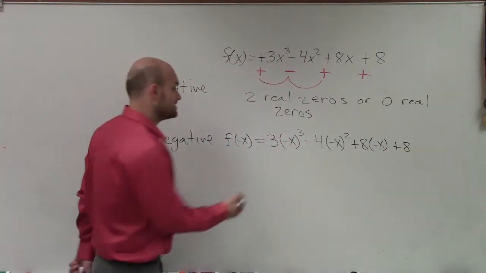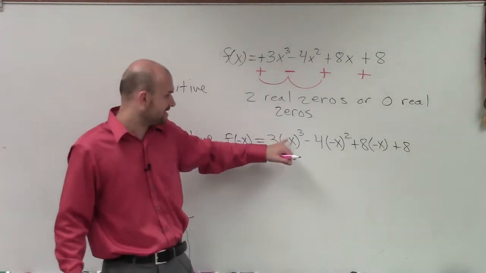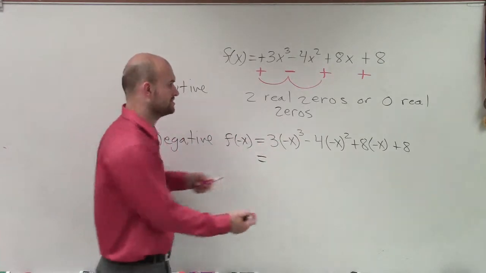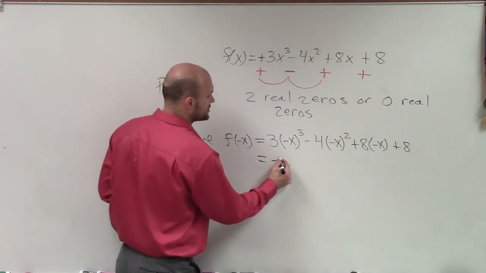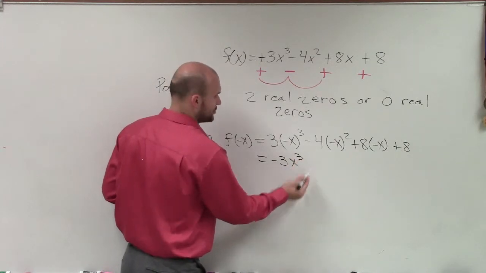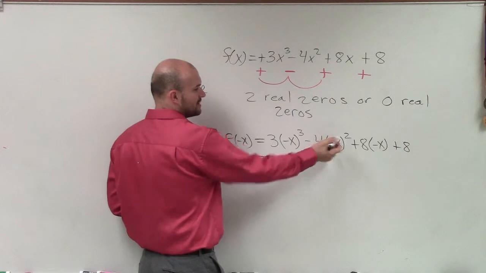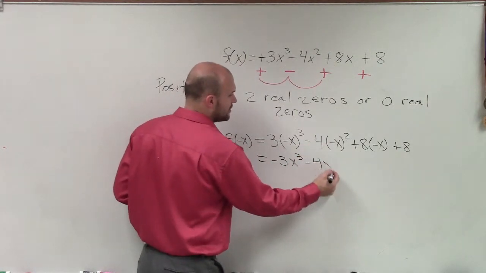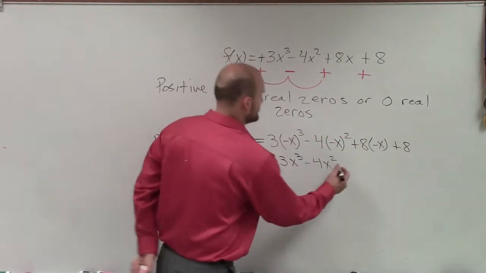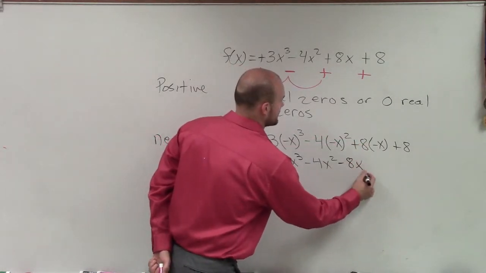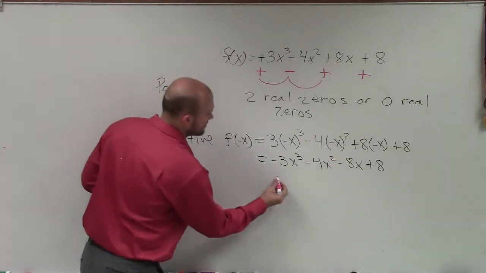So now we go ahead and simplify this. Any negative number raised to the third power is still going to keep its sign. So a negative x cubed times 3 will now be a negative 3x cubed. Anything negative squared is going to be positive, and positive x squared times negative 4 would be a negative 4x squared. Negative x times 8 will be a negative 8x, and then plus 8. So again, let's bring down the signs.